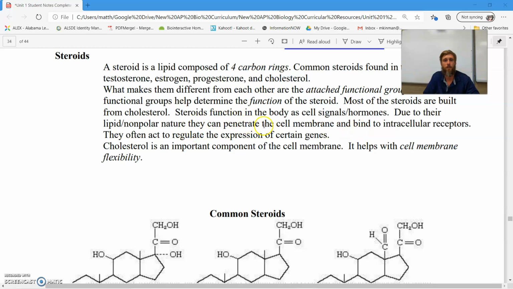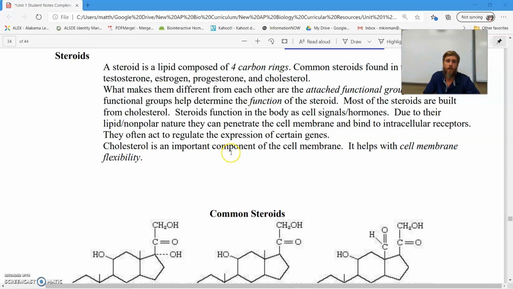Steroids function in the body as cell signals or hormones. Due to their lipid nonpolar nature, they can penetrate the cell membrane and bind to intracellular receptors. So intra should make you think of inside the cell. Receptors, so there's a receptor inside the cell that will receive it. So these guys can just pass right through. They often act to regulate the expression of certain genes, meaning turn genes on or off.